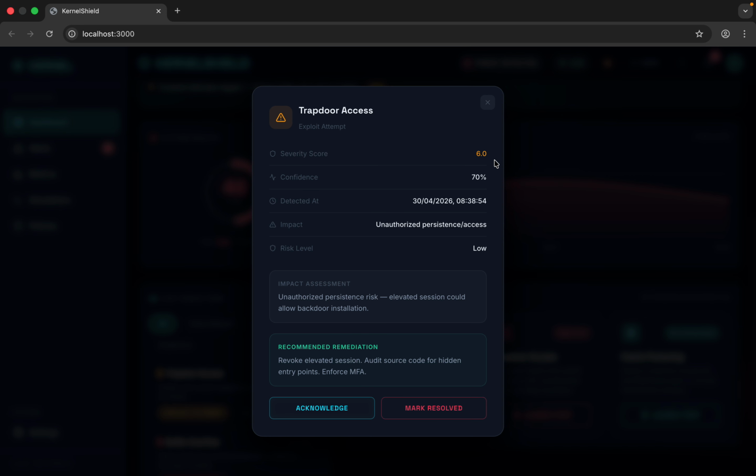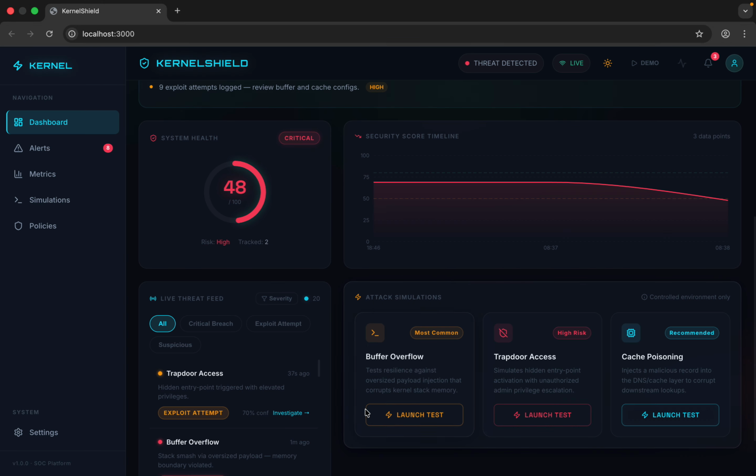And look at the indicators: hidden access patterns, privilege escalation attempted, unauthorized administrative operation, classic trapdoor signatures. And recommendations for this one are different: review authentication mechanisms, audit privileged access, scan for hard-coded credentials, tailored specifically to trapdoor vulnerabilities. Health score now is at this. 2 attacks detected, and the system is still tracking both.